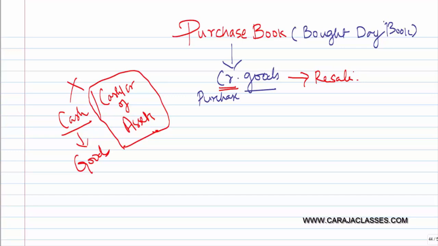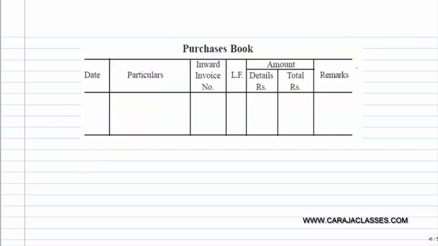Let's see the format of the purchase book. This is the format. The first column is the date column, which represents the date on which the transactions have taken place, and the second column is particulars. This column will include the name of the supplier or the seller, and also the particulars of goods that have been purchased. The third column is for invoice number, which will reveal the serial number of the invoice.